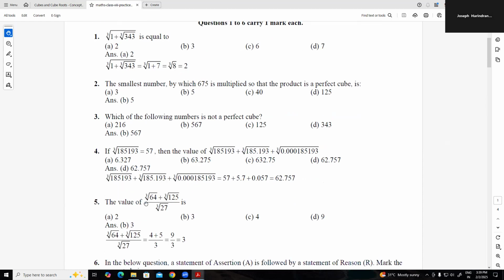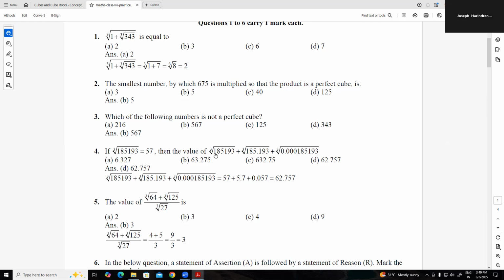We move on to the fourth question. It involves decimals. It is given that the cube root of 185,193 is 57. And we have to find the value of the cube root of 185,193 plus the cube root of 185.193 and also plus the cube root of 0.000185193.